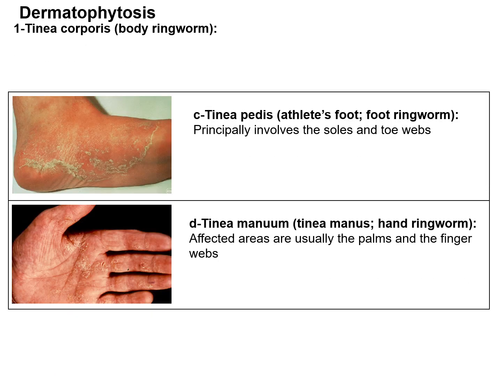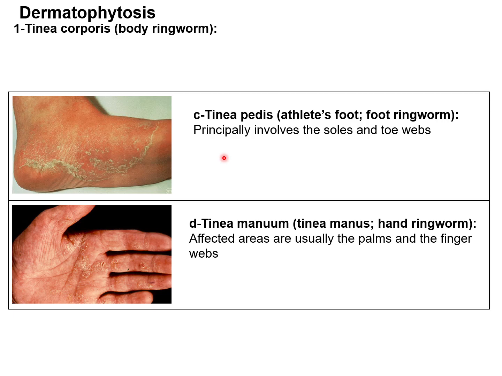Tinea corporis also includes other types of manifestations, such as tinea pedis, which is the very famous athlete's foot. It's associated with athletes who share shower stalls and do not really dry out their feet very well. This is the foot ringworm, and it will involve the soles and the toe webs. And you'll see that in some people, if this is not well taken care of, you might easily spread it to the toenails as well, and we'll talk more about this in a little bit.